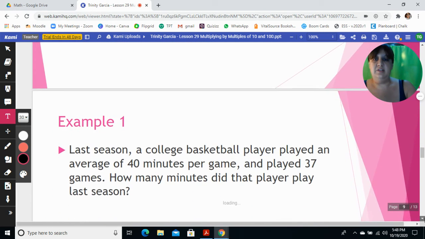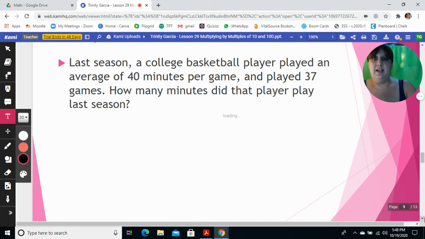Now let's move on to example 1. Last season, a college basketball player played an average of 40 minutes per game and played 37 games. How many minutes did that player play last season?